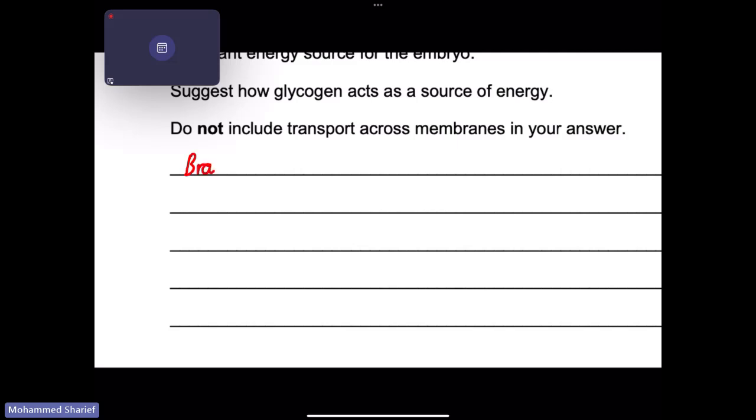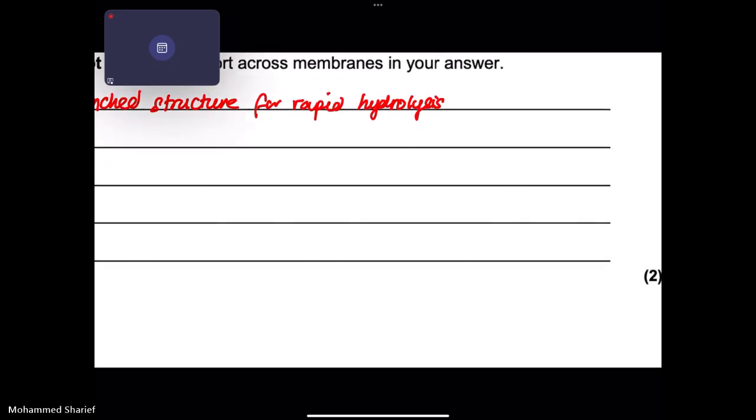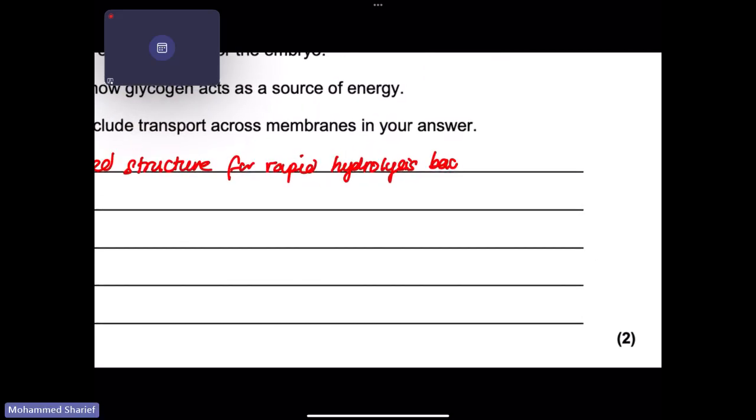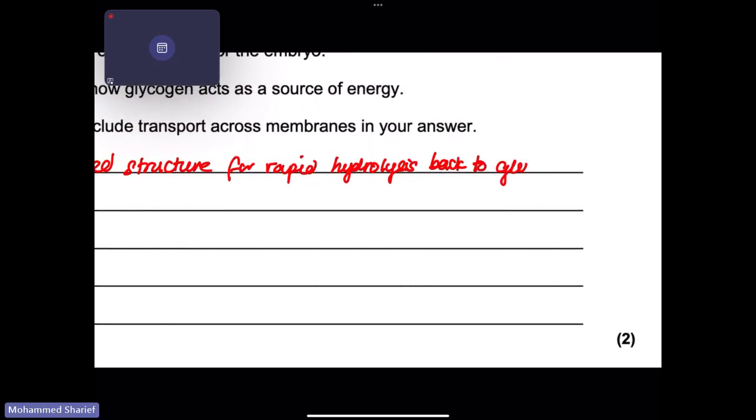So it has a branched structure for rapid hydrolysis back to glucose.